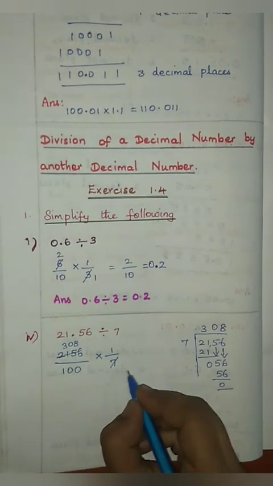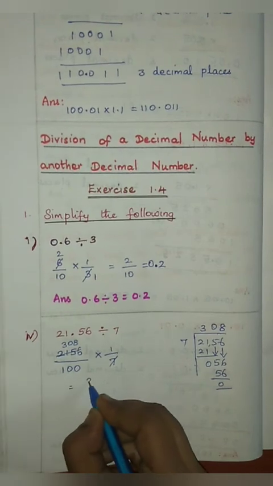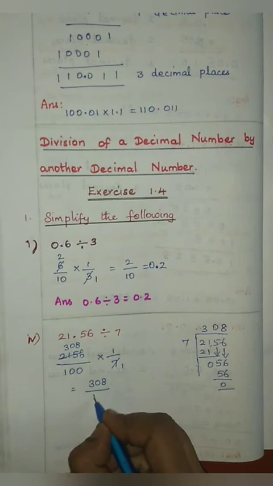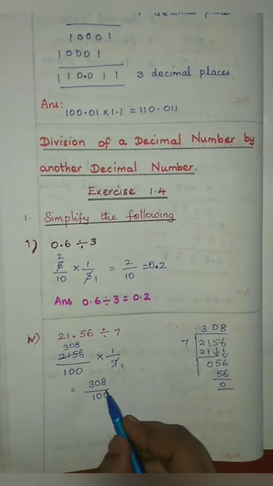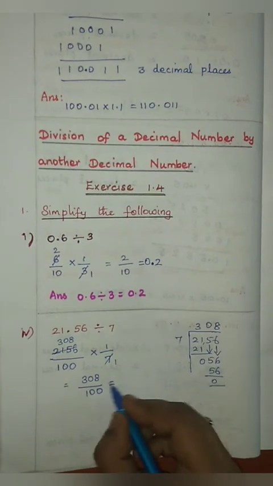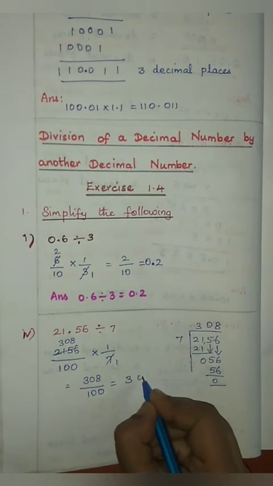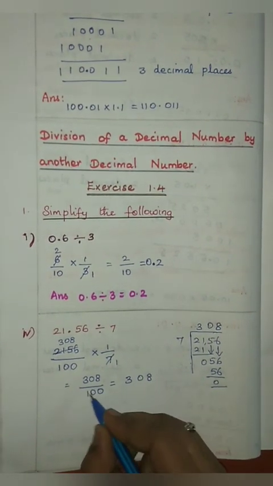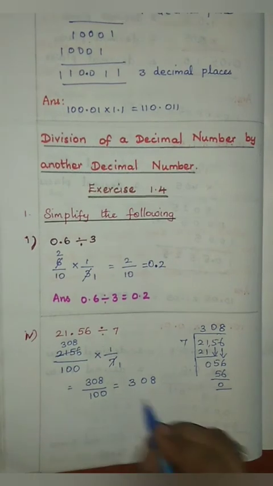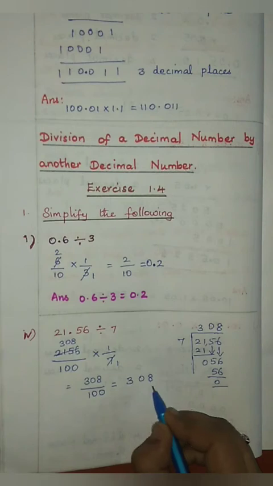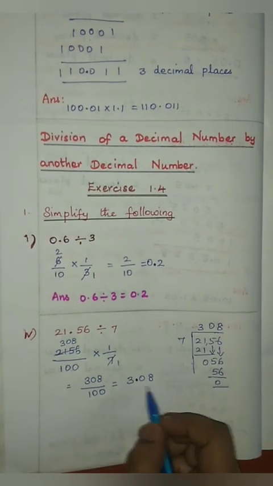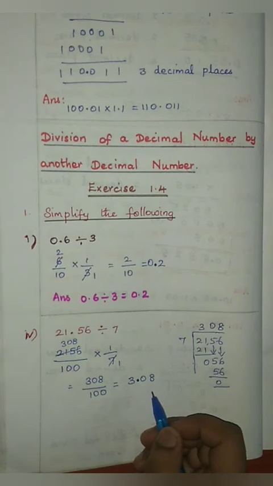Now multiply and find the answer. 308 into 1 is equal to 308 by 100 into 1, 100. Now represent this number as a decimal number. First you write the number. Since you have 100 in the denominator place and 100 has 2 zeros, from the right you leave 2 digits and keep the decimal point. So the answer is 3.08.